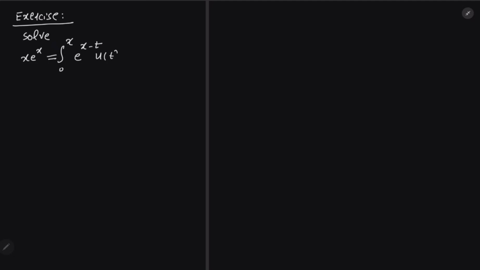Now you can do one exercise yourself. The exercise is to solve: x e raised to power x is equal to the integral from 0 to x of e raised to power x minus t times u of t dt. You can solve it by the series solution method. A very simple procedure.